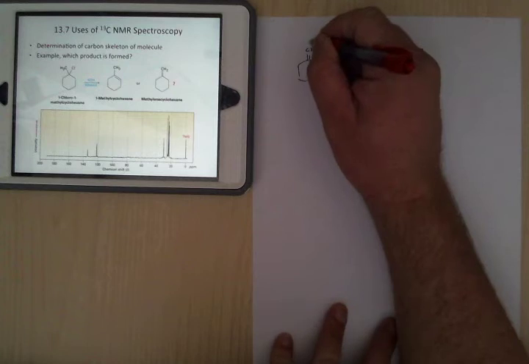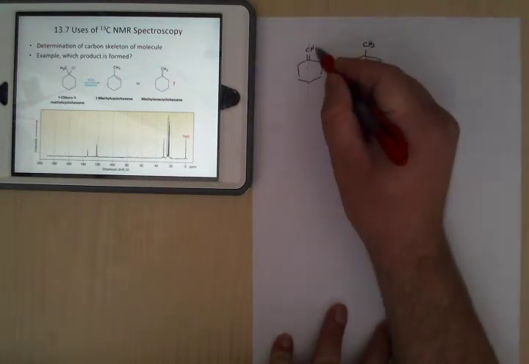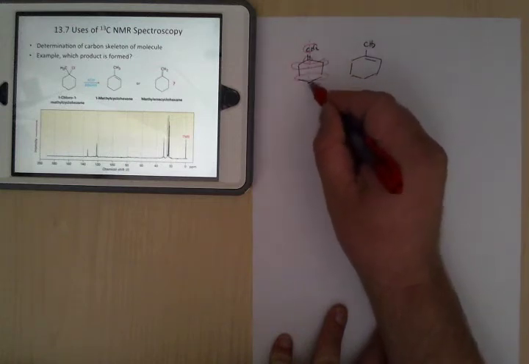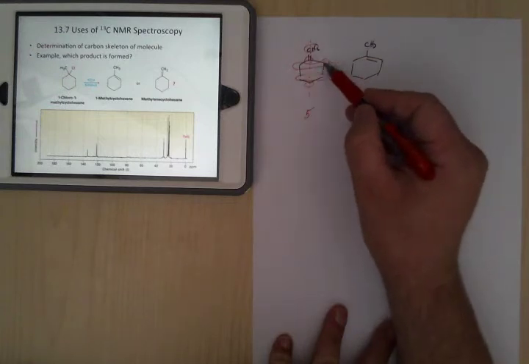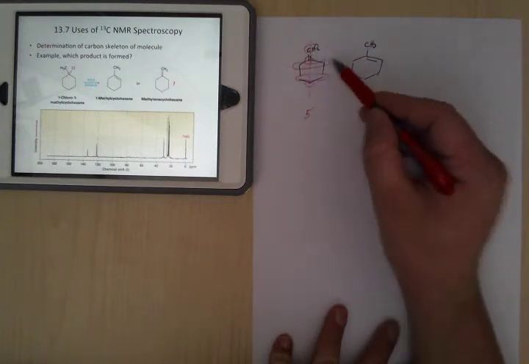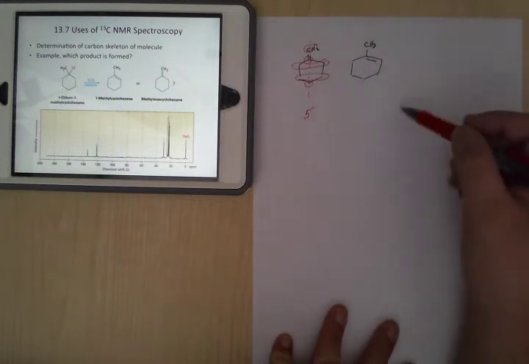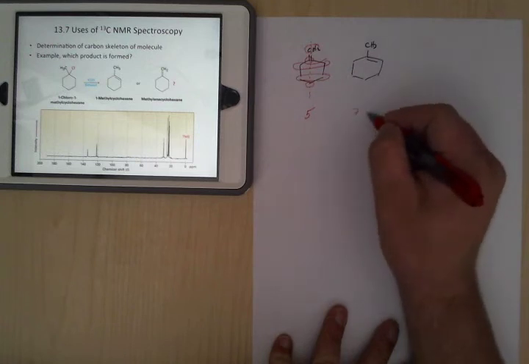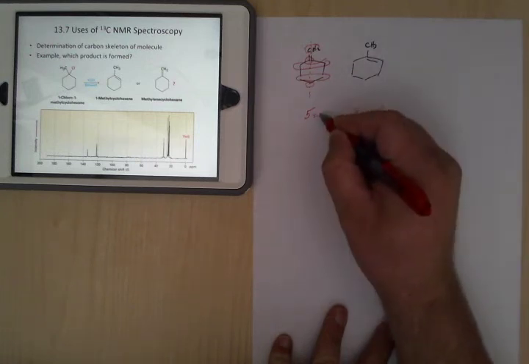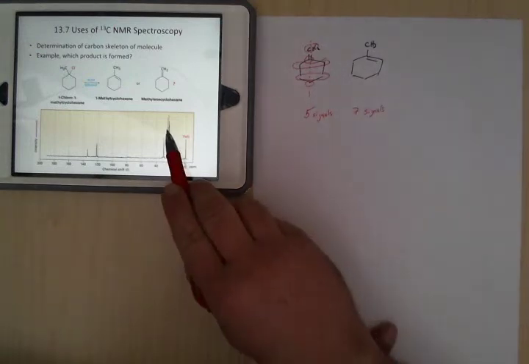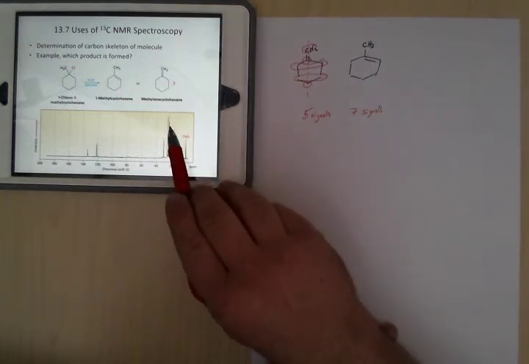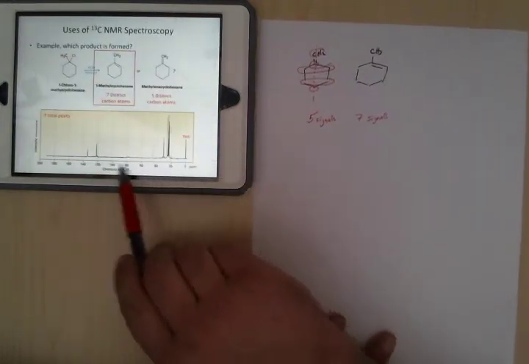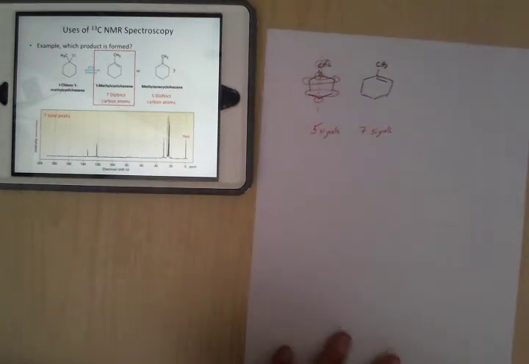Because if you notice, if you get this structure here, there's a nice plane of symmetry here. So really, you'd only get 1, 2, 3, 4, 5 signals, because these two would be equivalent, these two would be equivalent to each other. But for here, there's not really any plane of symmetry, so every carbon is different. So you have 1, 2, 3, 4, 5, 6, 7. You have 7 signals for this one. And if you count it up, it's really hard to see in here, but it's 1, 2, 3, 4, 5, 6, 7. Okay, so because you have 7 signals, 7 distinct carbon atoms, it's going to be that one there.